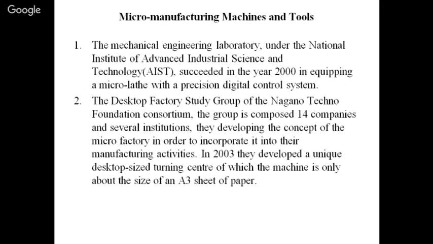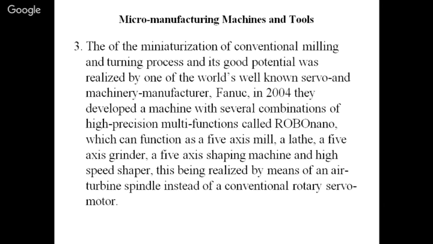Now, 2004: miniaturization of the conventional milling and turning process. The servo and machinery manufacturer Franco, in 2004, developed a machine with several combinations of high-precision multifunction, called a nano machine with a feet of robots, so that it can automatically function in some temperature aspects, some wear aspects, some chemical aspects where humans cannot work but the robot can work, and those areas are also important to use in today's industry and even research.